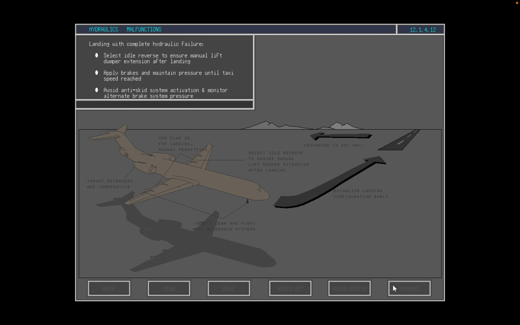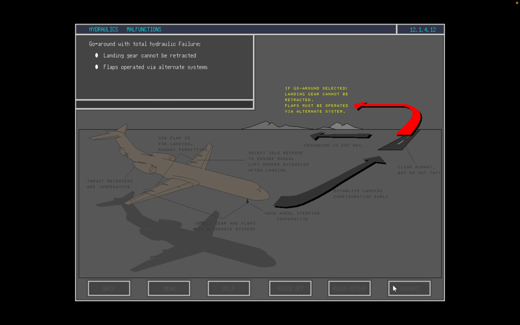Normal brakes are inoperative following a total hydraulic system failure. Alternate brakes are available utilizing hydraulic power from the System 1 accumulator. Apply brakes and maintain pressure until taxi speed has been reached. Avoid activating the anti-skid system and monitor the alternate brake system pressure. Nose wheel steering is inoperative. Use asymmetric braking for directional control. Clear the runway, but do not taxi to the gate.